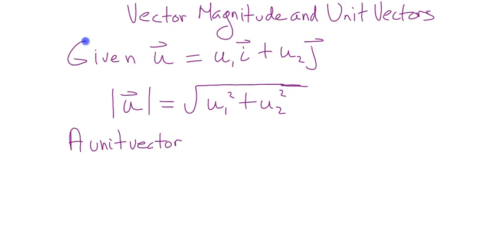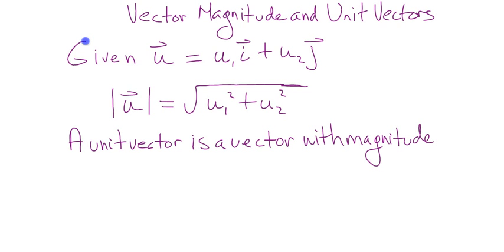Well, a unit vector is a vector with magnitude 1. A unit vector. Don't we have to put a hat symbol on this? Magnitude 1. Unit. Right? 1 unit.